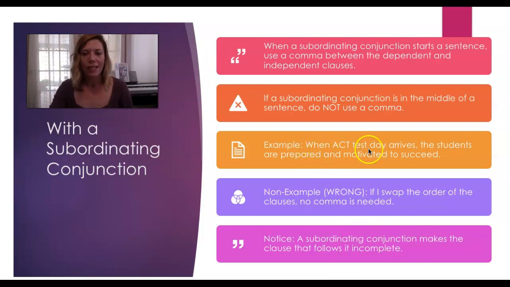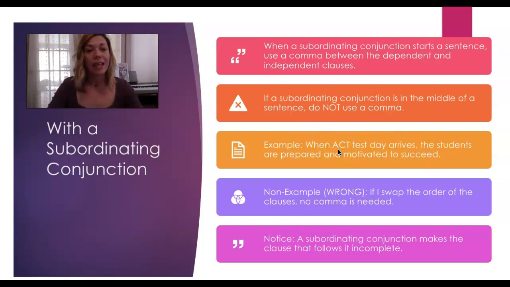Example: When ACT test day arrives, the students are prepared and motivated to succeed. When ACT test day arrives, comma, the students are prepared and motivated to succeed. Okay? So let's take a look at this and unpack it. I told you that the subordinating conjunction, which here is when, when it begins the sentence, makes this clause dependent.